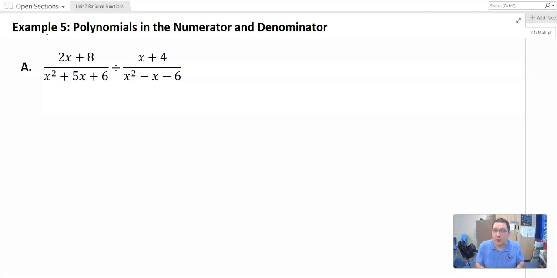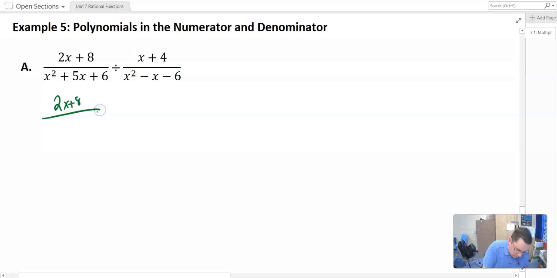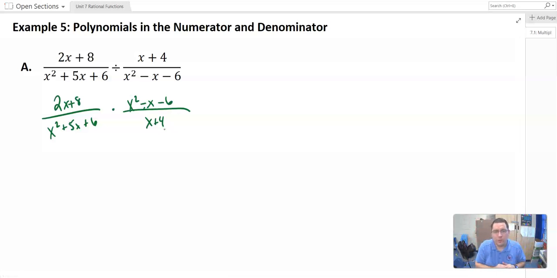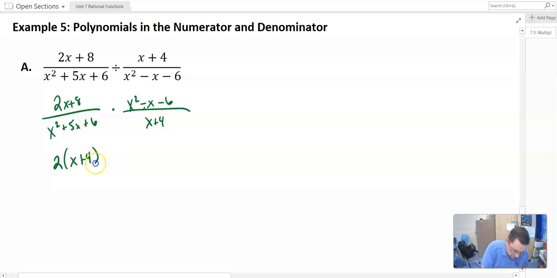Now, first off, this is a division problem, so we need to multiply by the reciprocal and rewrite this. So we're going to get 2x plus 8 over x squared plus 5x plus 6 times, and then, taking the reciprocal here, x squared minus x minus 6 over x plus 4. Now, look at each of these pieces. We'll start top left and work our way over. And so the 2x plus 8, we can factor out a GCF of 2, leaving us x plus 4.